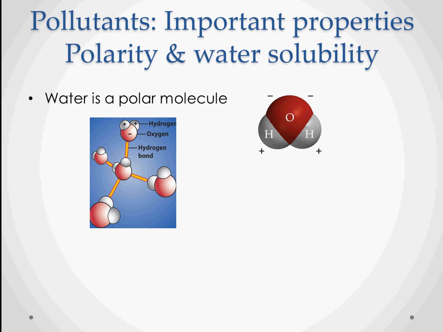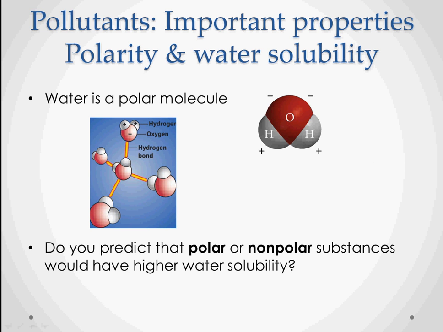So water is a polar molecule. I'm sure you're familiar with this idea. You've got 2 lone pairs of electrons sitting on top of the oxygen. So that gives this part of the water molecule a negative charge. And then you've got these 2 hydrogens pushed down to the bottom, so you've got a net positive charge down here on the bottom.